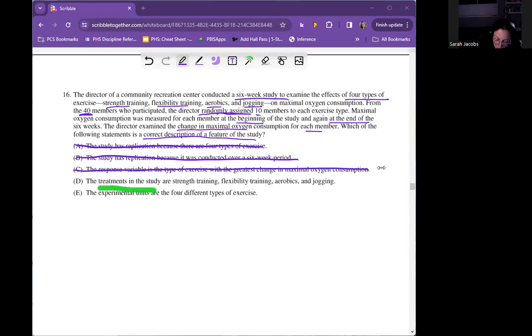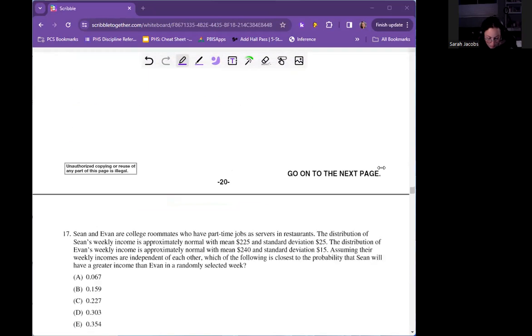The treatments in the study are strength training, flexibility training, aerobics, and jogging. Seems reasonable. Those are what he's studying, those treatments. And he randomly assigned those treatments, which is why they're called treatments. And then the experimental units are the 4 different types of exercise. No, the experimental units are the 40 people. So the only option here is D. All right.